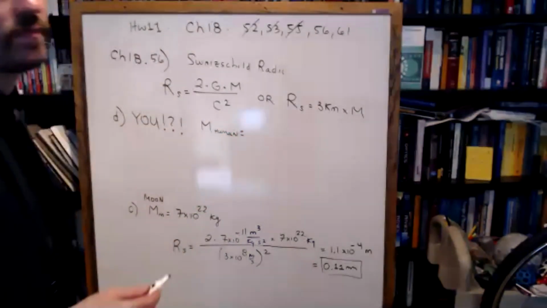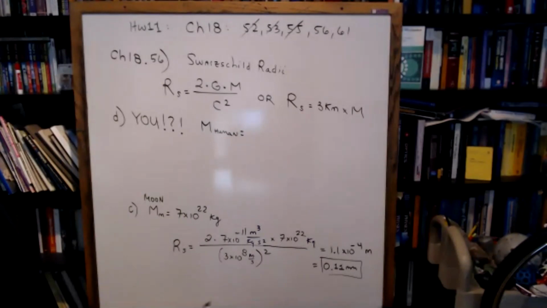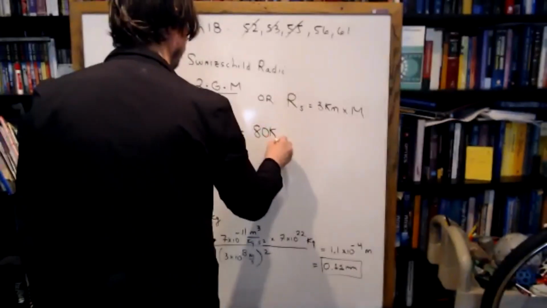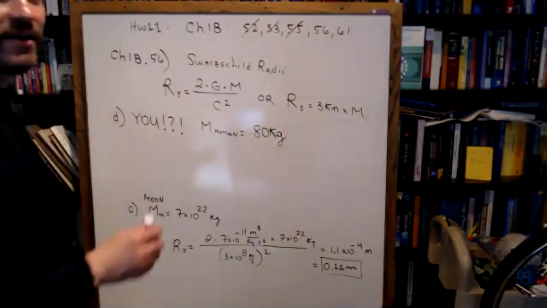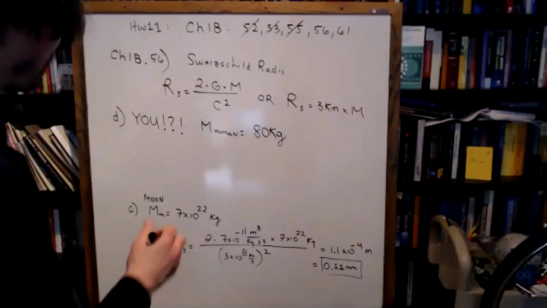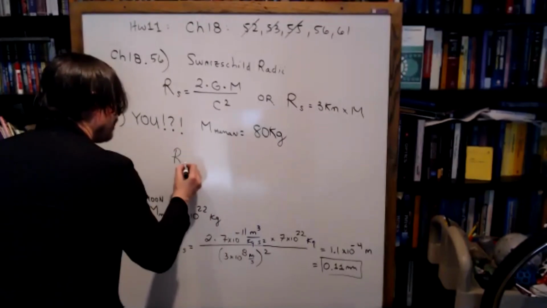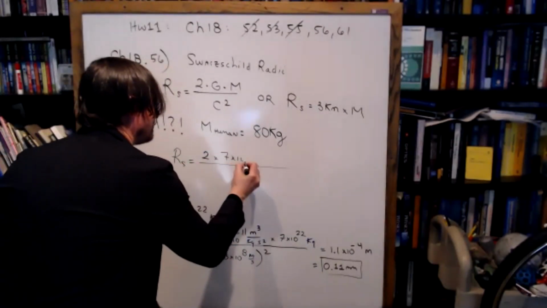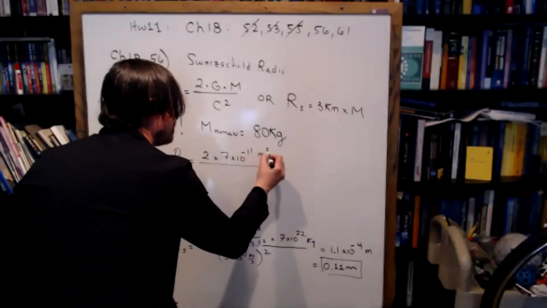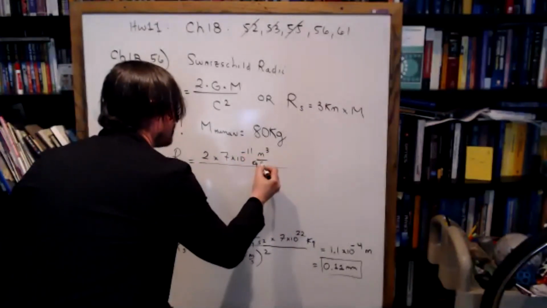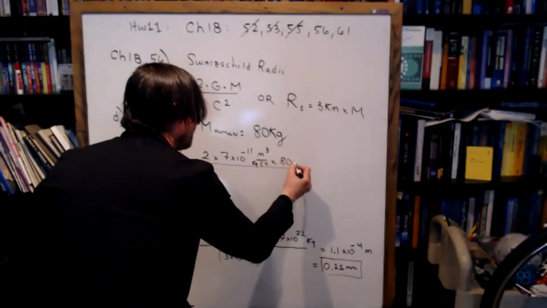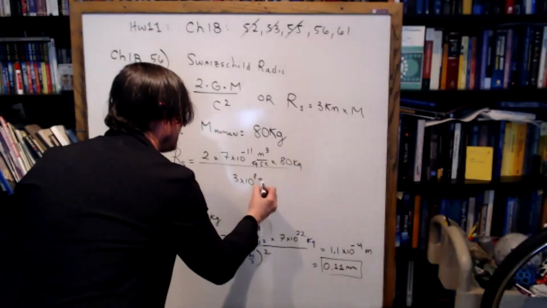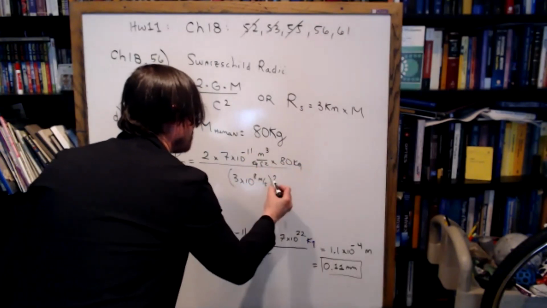All right, yeah, we did this. It's like 80 kilograms, right? Yeah, compress me. I'm ready. 2 times 7 times 10 to the minus 11 meters cubed per kilogram per second squared, times 80 kilograms, all over 3 times 10 to the 8 meters per second squared. Hit it.